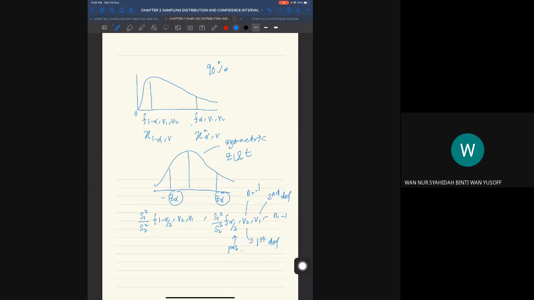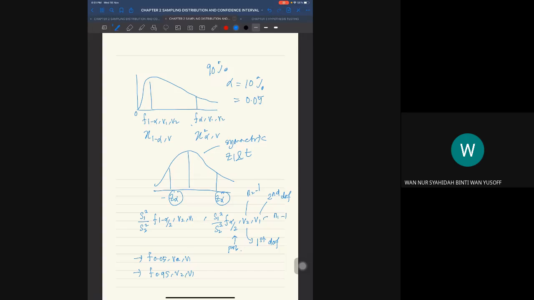So alpha is 10%, divided by 2, how much? Quick. I'm weak in mathematics, 0.05. So for the upper bound, we need F 0.05 with ν2 and ν1. That's the upper bound. And for the lower bound, we need F 1 minus alpha over 2, 0.95, ν2, ν1.